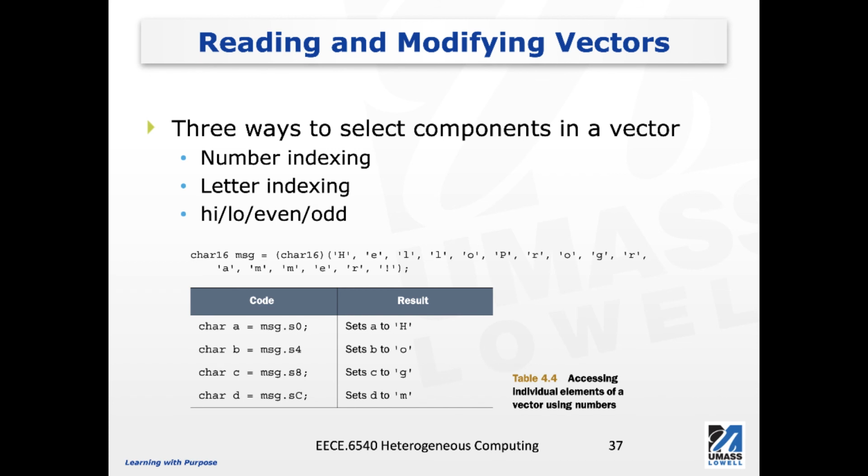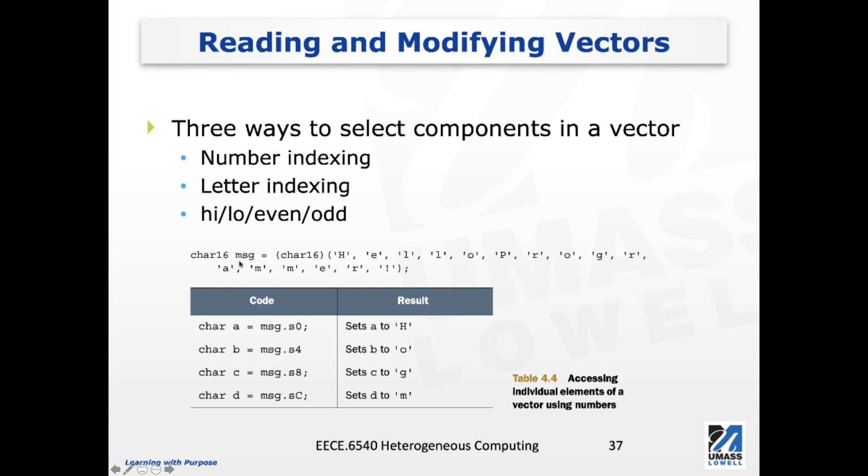There are different ways to select elements or components in the vector. You can use number indexing. You can also use letter indexing, which we'll show later. And you can also use high, low, even, odd to indicate a subset of the indices or a subset of the elements. Let's look at this example.